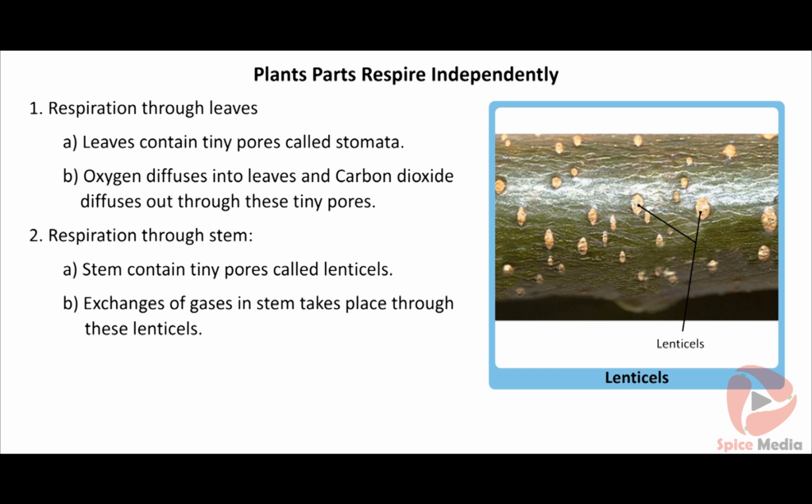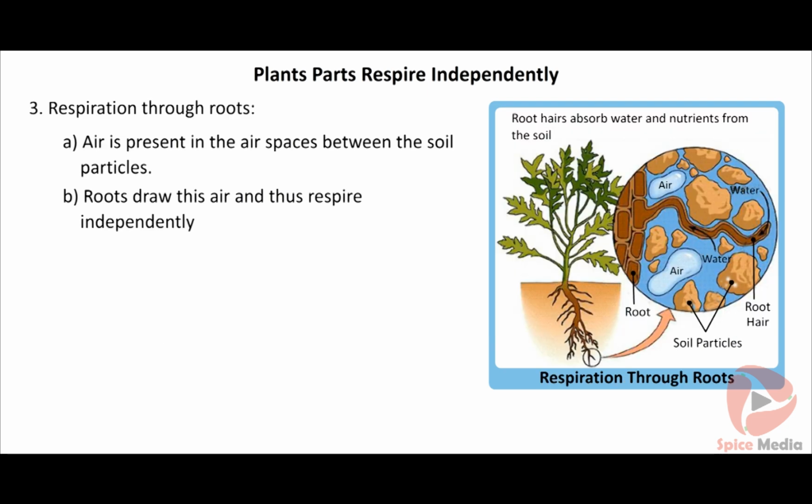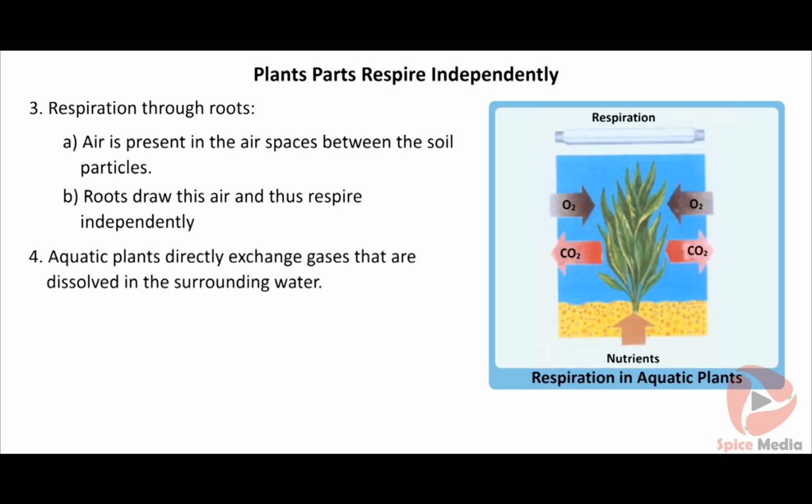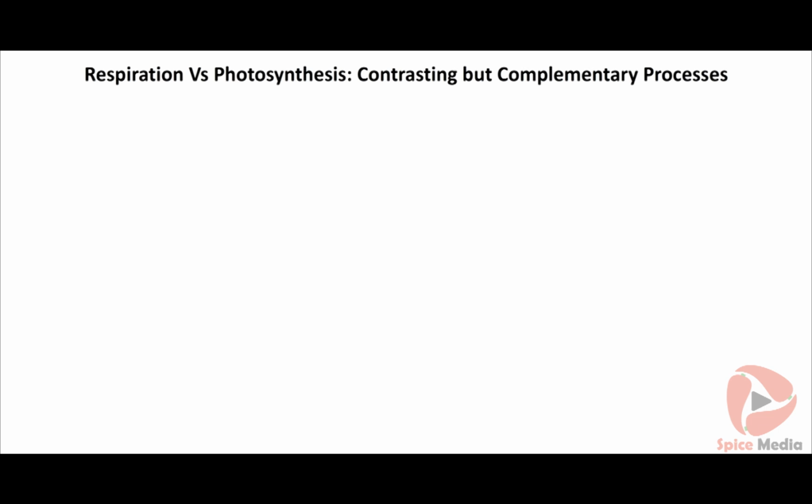Stems have minute openings on their surfaces called lenticels. These openings help in the exchange of gases. Roots also respire independently. Roots draw in air from the air spaces present between soil particles. Thus, all parts of the plant respire independently. Aquatic plants directly exchange gases with the water that surrounds their leaves, roots, and stems.